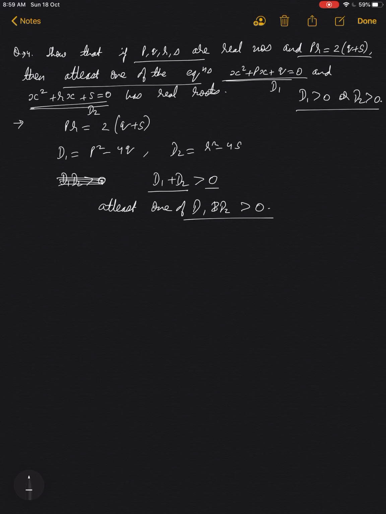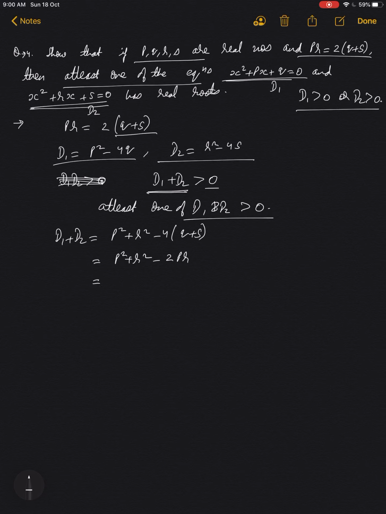So let us see whether D1 plus D2 is greater than 0, by finding it. D1 is this, D2 is this, then what is D1 plus D2? D1 plus D2 is p squared plus r squared minus 4 times (q plus s). And what is q plus s? It is pr by 2. Then we will get p squared plus r squared minus twice of pr. Then this is (p minus r) whole squared.